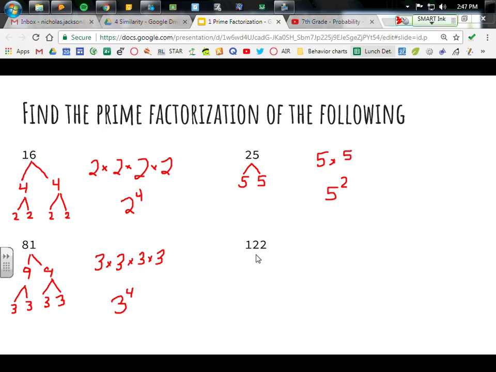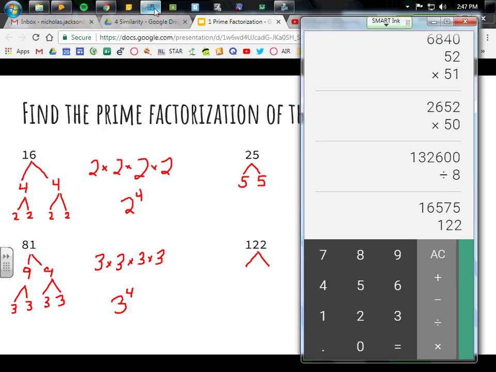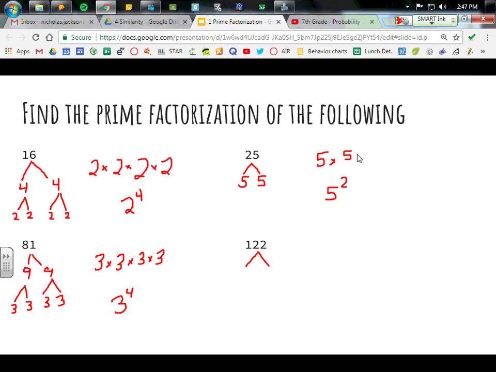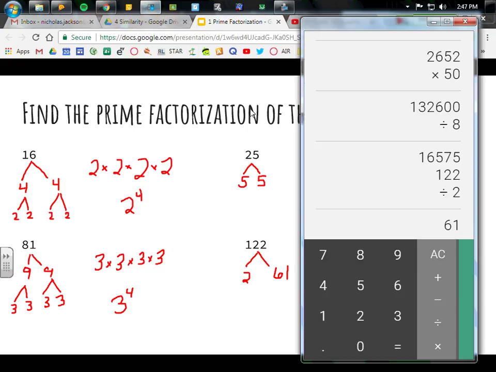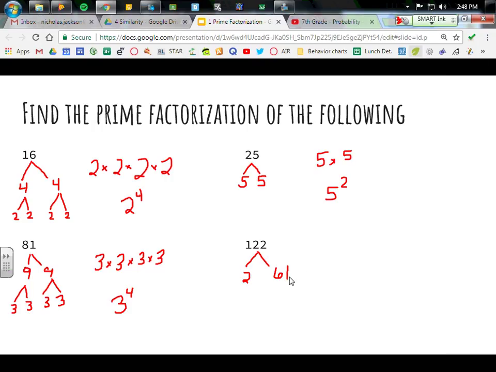Okay, 122. So 122 is not automatic to me, but we know that we could divide 122 by 2, so we can factor it into 2 and 61. All right, now 61 might be a prime number. In fact, I'm pretty certain that it is. So we could say that the prime factorization of 122 is simply 2 times 61.